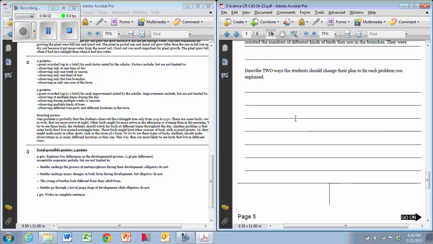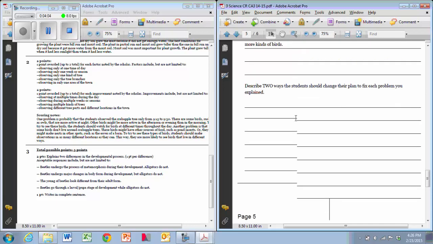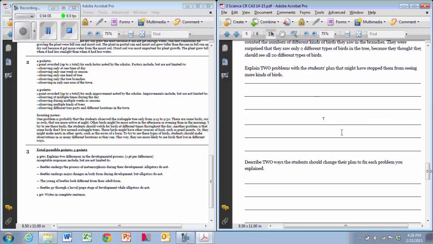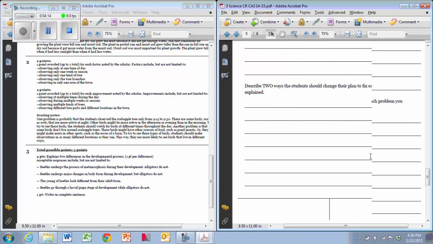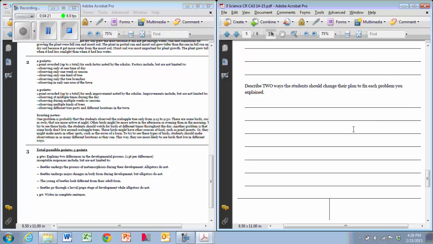And for the second section, describe 2 ways the students should change to fix the problems that you explained in part 1. So they should write something like the students should observe 3 different times of the day and should look at multiple trees in the area. And they receive 1 point for each of their fixes up to 2.